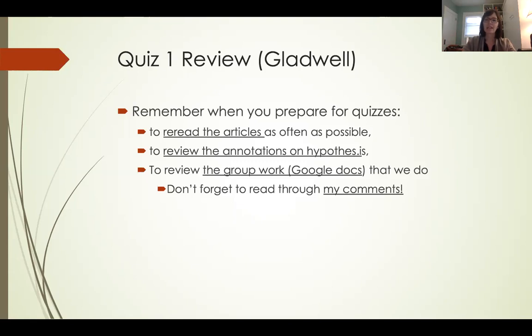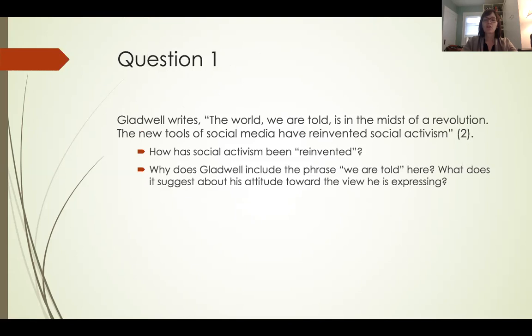Okay, and so when we take a look at question 1, Gladwell writes, "The world, we are told, is in the midst of a revolution. The new tools of social media have reinvented social activism." And so the questions for this were, A, how has social activism been reinvented? And B, why does Gladwell include the phrase "we are told" here, right?